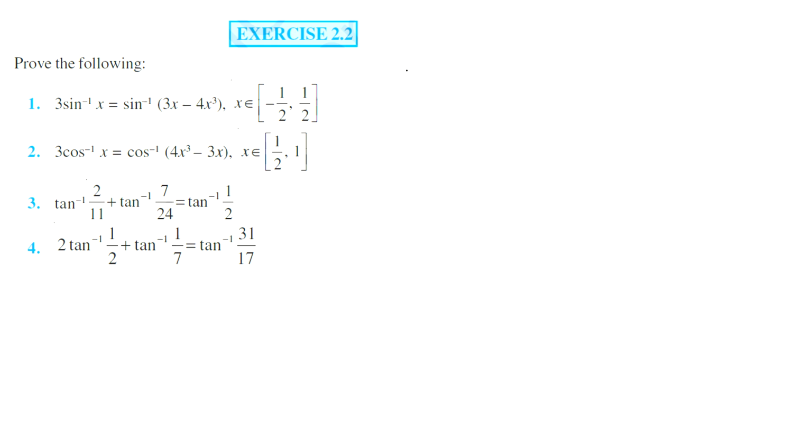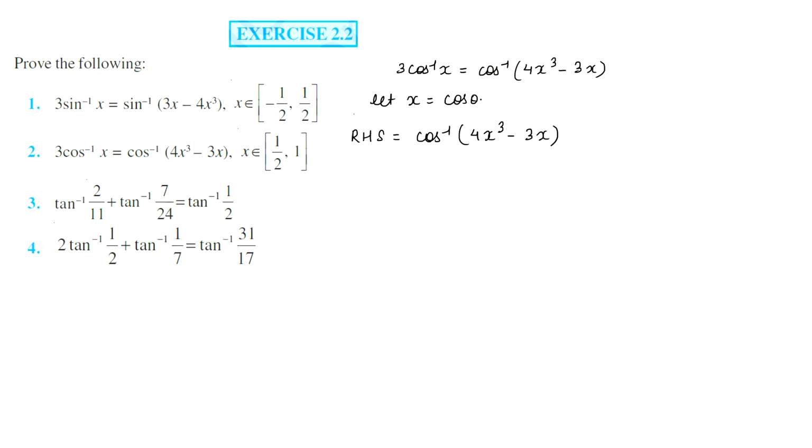Now for the second part we have to prove that 3 cos inverse x is equal to cos inverse (4x cube minus 3x), where x belongs to the closed interval [half, 1]. So to prove this, consider RHS, which is equal to cos inverse (4x cube minus 3x). Now let x equal cos theta. So if x is equal to cos theta, then RHS is 4 cos cube theta minus 3 cos theta.